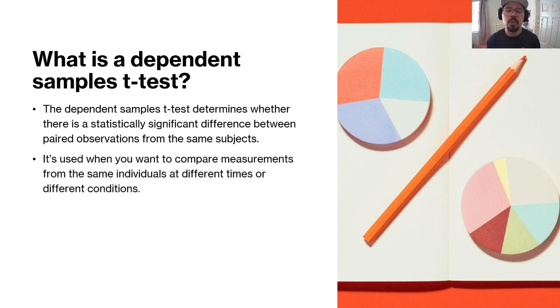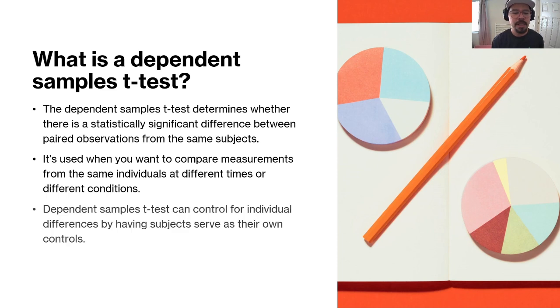It's used when you want to compare measurements from the same individuals at different times or under different conditions. So, dependent samples t-test can control for individual differences by having subjects serve as their own control group. Just to reiterate, one sample t-test compares a sample to a population. Independent samples t-test is comparing two unrelated groups to one another. Dependent samples is comparing the same group at two different points in time.